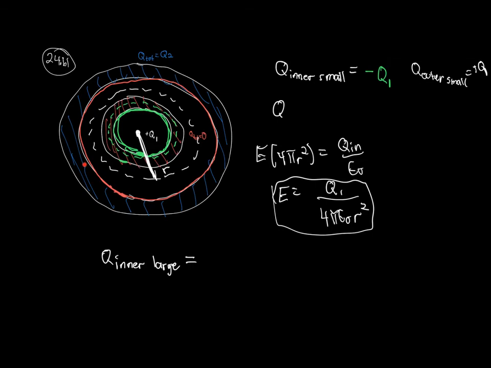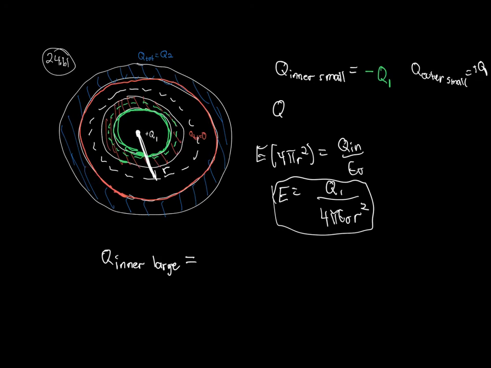For the electric field to be 0, how much charge has to be in there? Well, isn't there a positive Q on the outside? So I don't care about what's going on out here. I care about interior to this. I need the total charge interior to this to be equal to 0. Yeah, so it would be negative Q.